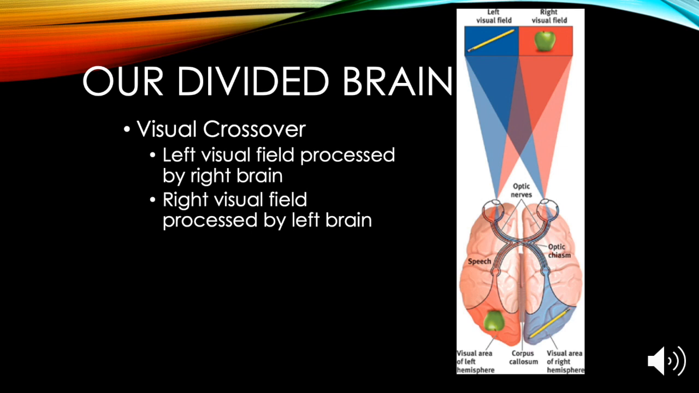So information that is taken in on the left side of our body is actually processed by the right side of our brain, and information that is taken in on the right side of our body is processed on the left side of our brain. If you look at this picture, you see that the pencil on the left is going to be processed visually through the eye on the left, but that information is actually going to be processed and understood through the brain on the right-hand side. And the apple, which is on the right-hand side, is going to be taken in mostly by the right eye, but then it's going to be processed by the left hemisphere of the brain.